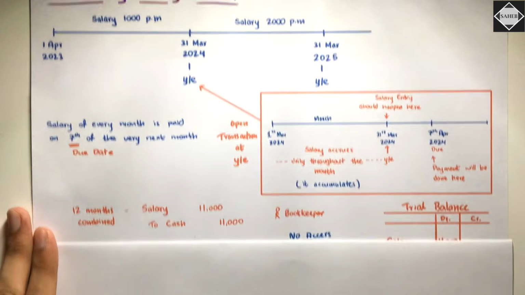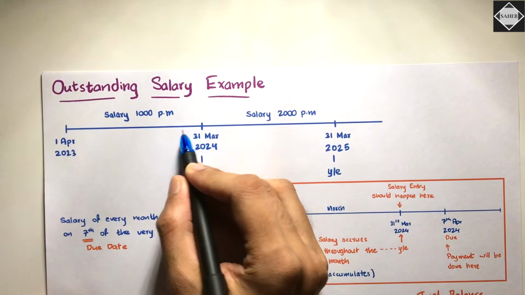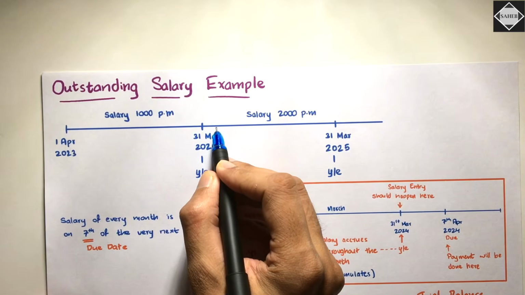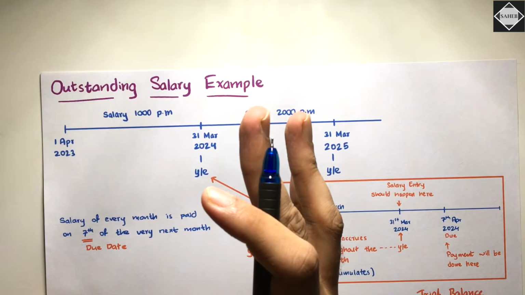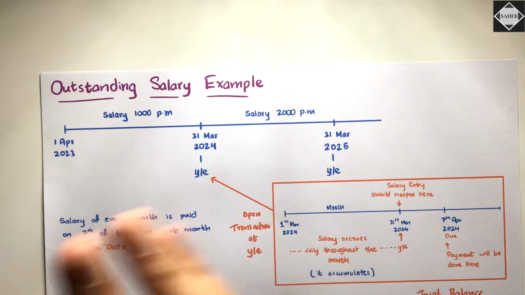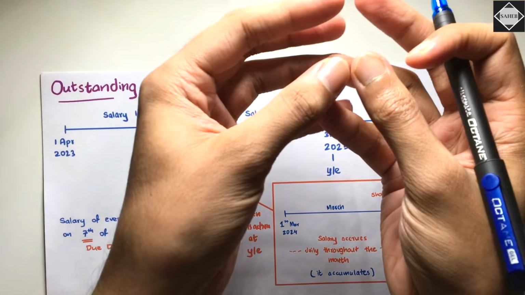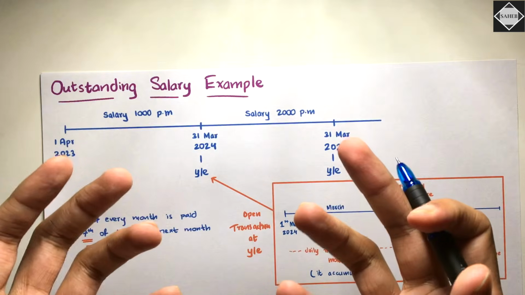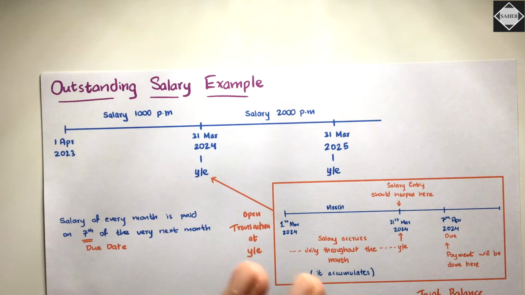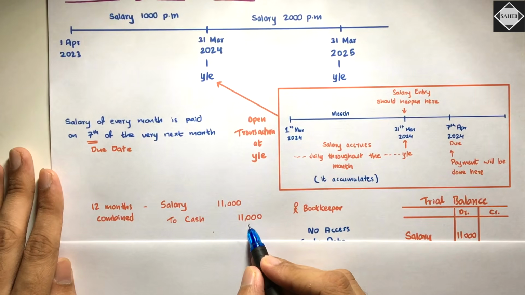Because March salary, last month's salary, will be paid in April. So that means the bookkeeper has not recorded that salary. It has not been paid. The pay slip has not been generated. The source document hasn't come to the bookkeeper or the cashier. They don't have any source document to record the transaction, so it has not been recorded. Only 11,000 has been recorded.